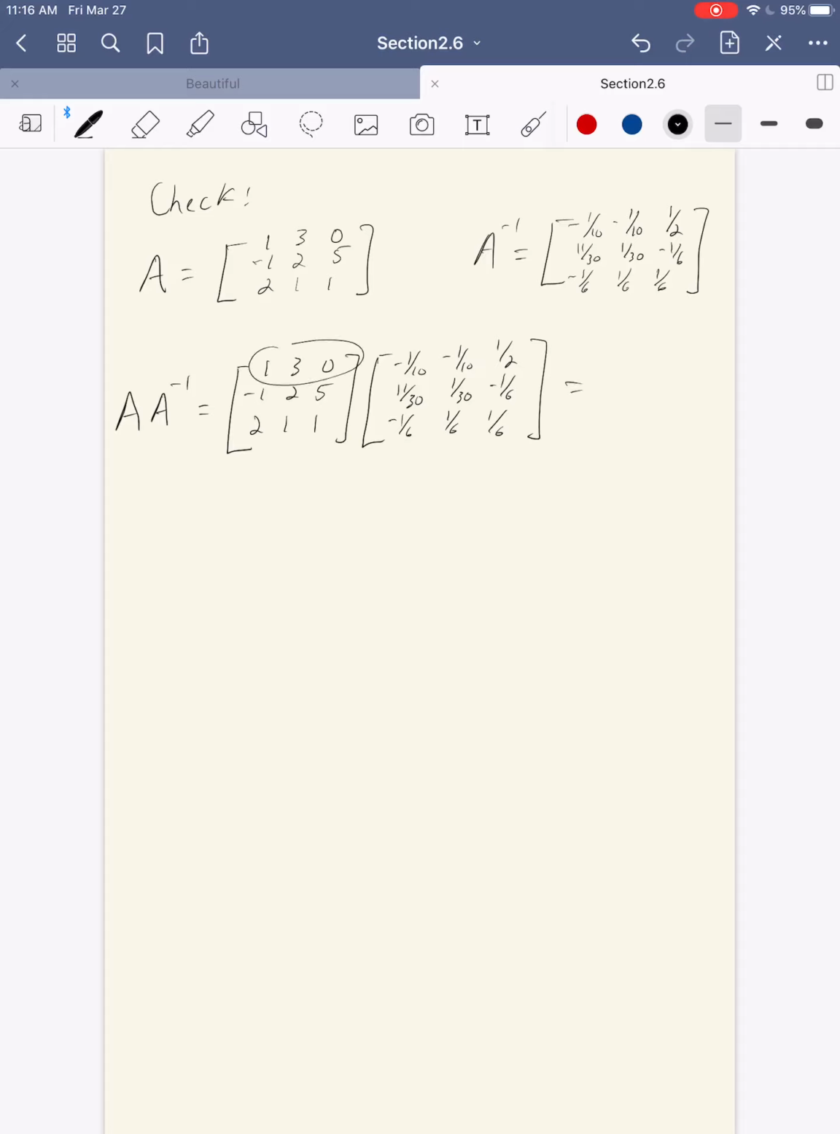We take this row. My apologies there. Then we take this row times this column. If we do that, it looks like we should get negative 1/10, then 11/10. So negative 1/10 and 11/10. That sounds like 1. Then we can take this row times this column. We should get negative 1/10 and 1/10, so that would be 0. And then we can take this row times this column. Looks like we should get 1/2 and negative 1/2, so that would be 0.